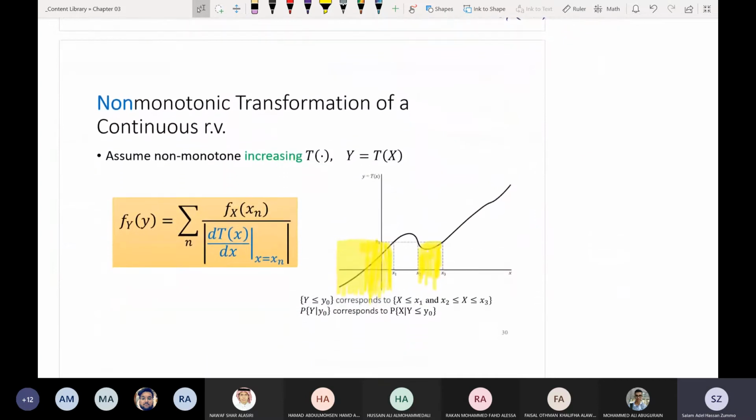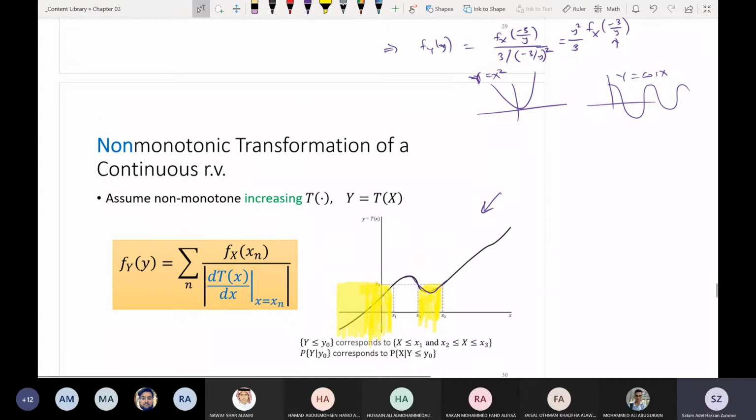Now, if you have a non-monotonic transformation, non-monotonic means the function goes up and down, like in here. You can see here it goes up and then it goes down again. Examples are y equals x squared, or y equals cosine x, and so on.